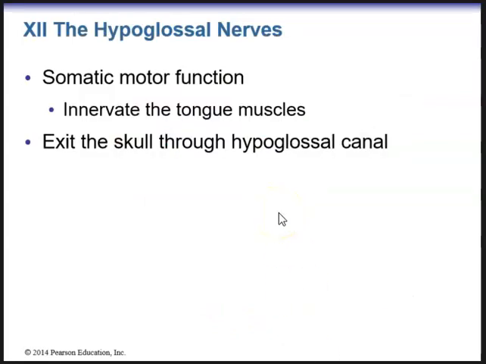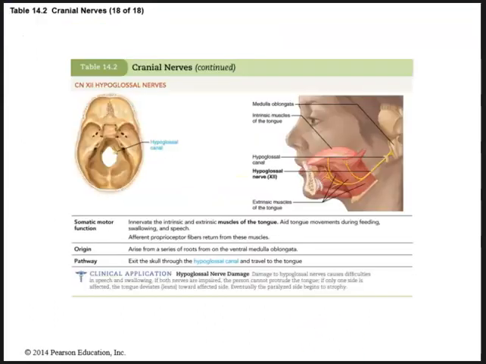Cranial nerve 12 has somatic motor functions, will innervate the tongue muscles. Again, when we want to check to see whether or not the cranial nerve 12 or hypoglossal nerve is still working, we ask a patient to stick out their tongue. The hypoglossal nerve will exit the skull through the hypoglossal canal. Okay, so we can see here the functions of the hypoglossal nerve, and then damage to the hypoglossal nerve causes difficulties in speech as well as swallowing.